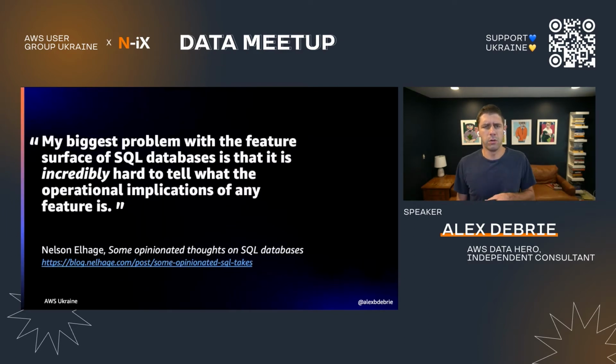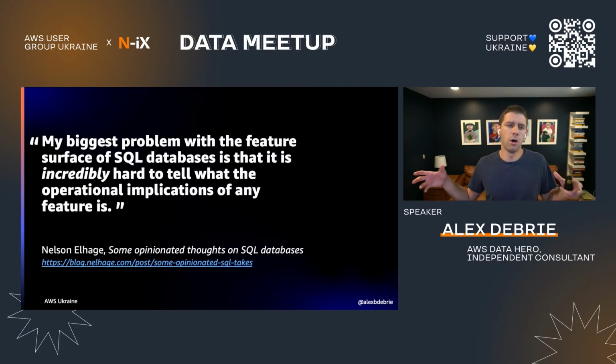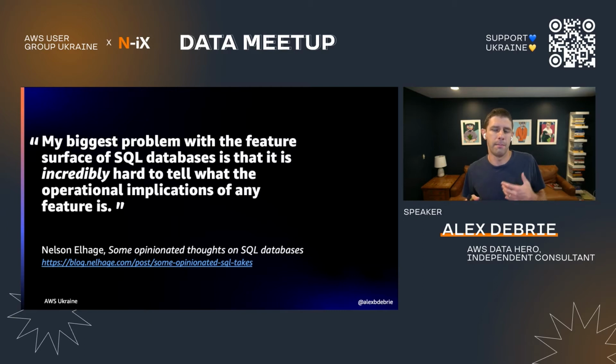And there's this really good quote I like from this guy named Nelson Elhadj, who used to work for Stripe. He talks about how he loves relational databases, but his biggest problem with them is the feature surface is so big that it's really hard to know what the operational implications of any one feature are. And the easy example of this is, hey, Postgres offers full text search. You can add that on a column. And that's going to work pretty well at low scales, medium scales, but at some point that's going to blow up and not work as well for you. And it's hard to know that until you've actually cut yourself on it.